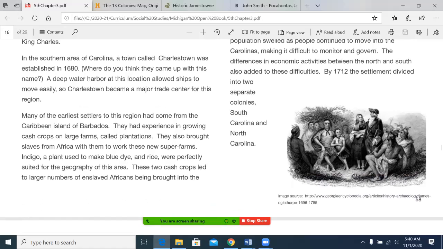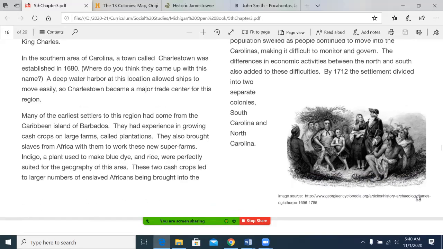Many of the earliest settlers to this region had come from the Caribbean island of Barbados. They had experience in growing cash crops on large farms called plantations. You'll want to remember that term, plantation, is a large farm. They also brought slaves from Africa with them to work these new super farms. Indigo, a plant used to make blue dye, and rice were perfectly suited to the geography of this area.